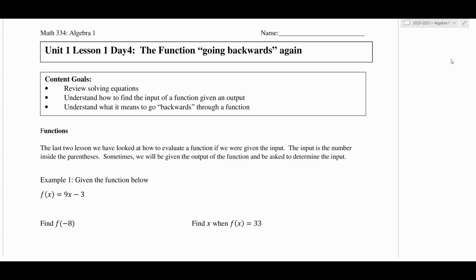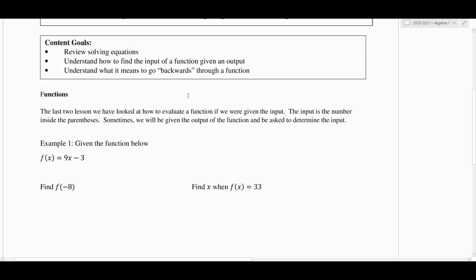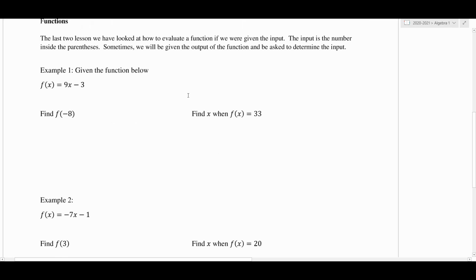We're going to be talking about the function going backwards again. So I'm going to give you a couple of examples of how to put an input into a function and get something out, and then also go the other direction, which is what we call going backwards, where I give you the output and we have to determine what the input is going to be. All right, so our goals for today, again, just understanding how to do inputs and outputs with functions and how to go forwards and backwards with functions.